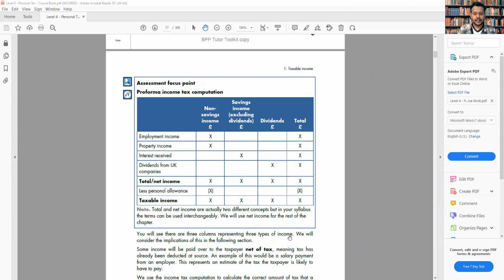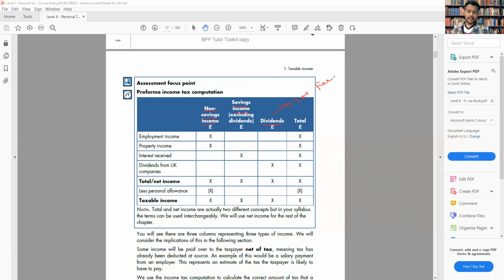This is the template that you have to remember. You have to memorize this template. This template is all about three things, as I said: non-savings, savings, and the dividend. Now we know the tax rate: for dividend, 2000 is free. Up to 2000 is free. So whatever the dividend is, the first 2000 is free.